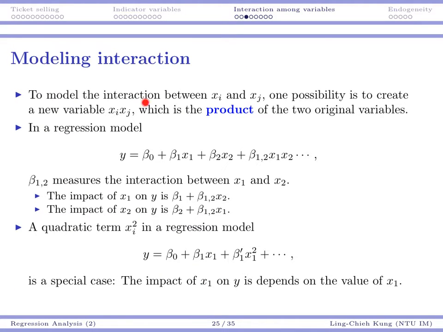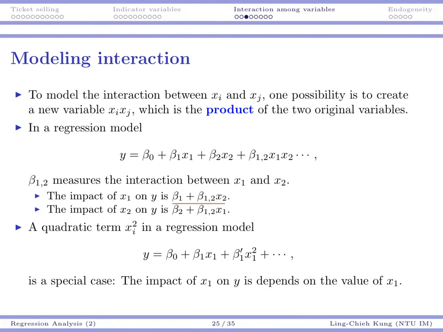So if we want to model the interaction between xi and xj, one possibility is to create a new variable, xi xj, which is the product of these two variables. And then we put it into our regression model. We will get one coefficient, let's call it beta 1,2. Beta 1,2 measures the interaction between the two variables. The impact of x1 now becomes beta 1 plus beta 1,2 times x2.